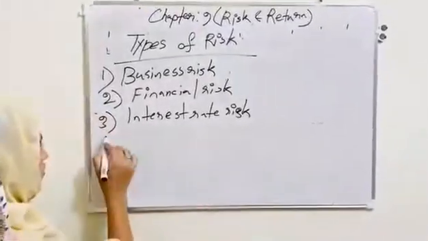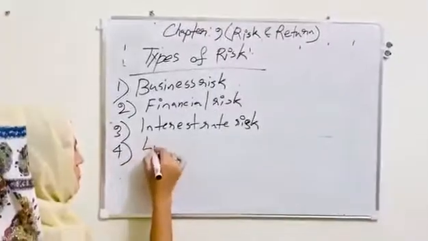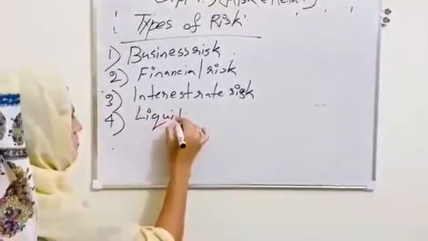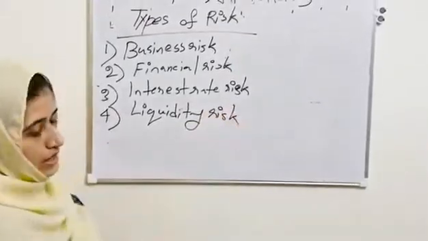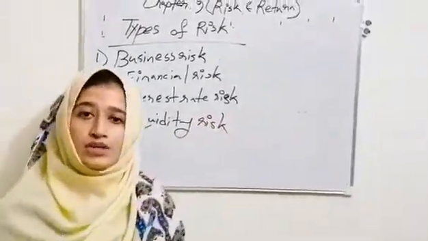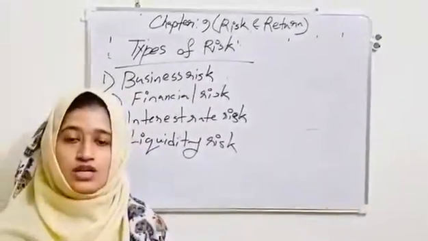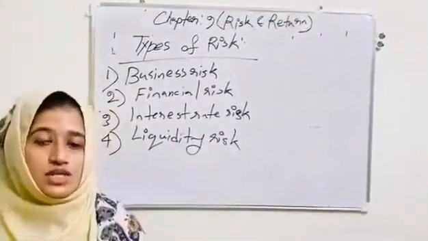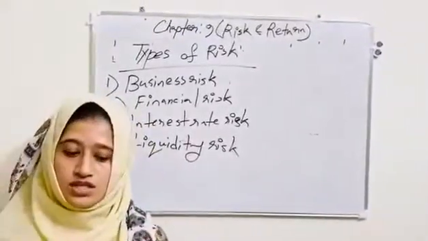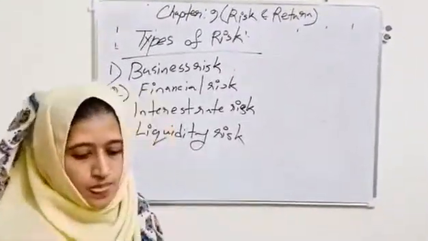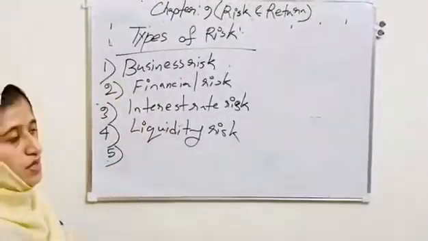And fourth one is liquidity risks. Liquidity risks means the inability to convert financial securities into cash, which is called liquidity risks. And fifth one is systematic risks.